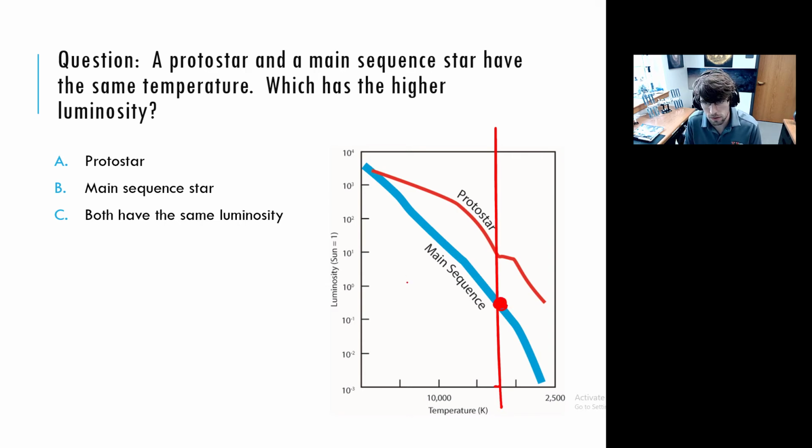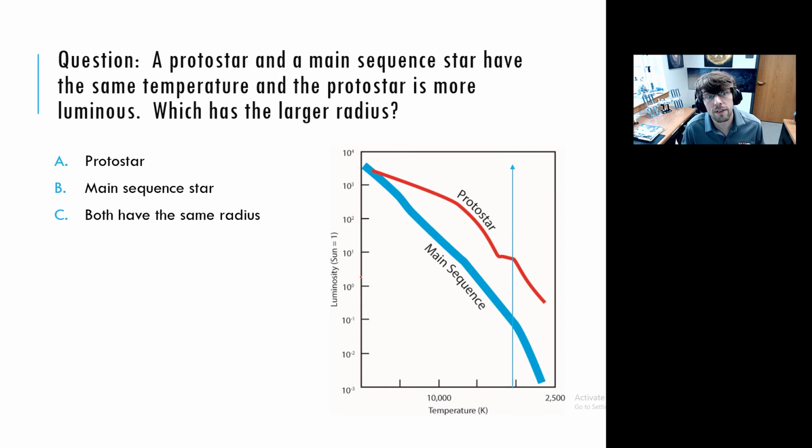Let's see if I can actually draw it here. It has some luminosity right here. Whereas if it's a protostar, if I want to read off the luminosity of the protostar, I see that a protostar at the same temperature has a much higher luminosity. Let's go a step further. A protostar and a main sequence star have the same temperature, and the protostar is more luminous. Which one has the larger radius?